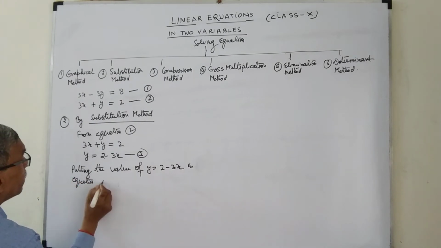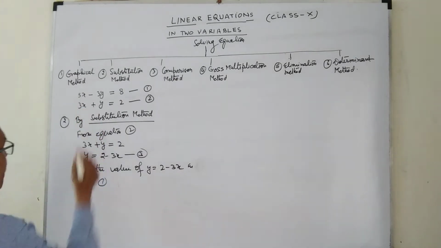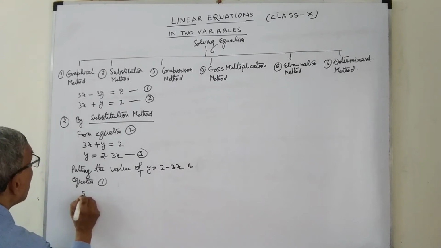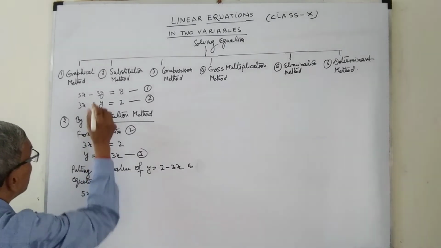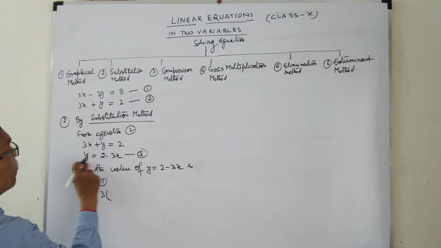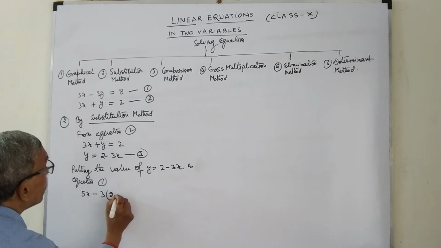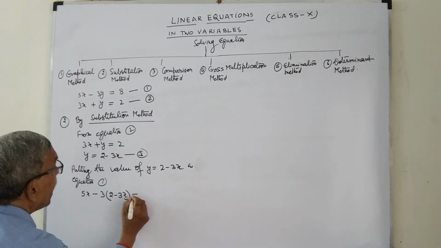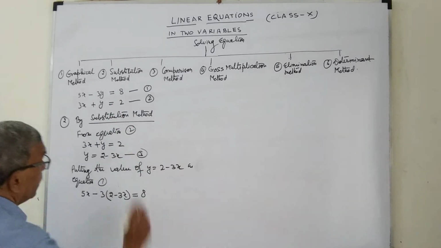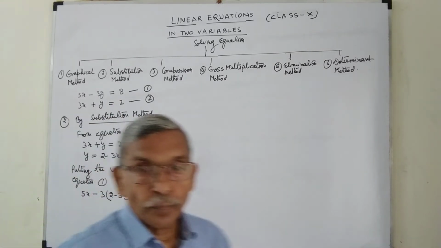In equation 1, so what will happen? For y we substitute 2 minus 3x, so 5x minus 3 into (2 minus 3x) is equal to 8. Have you got it?